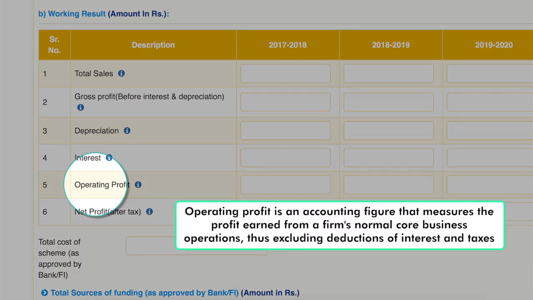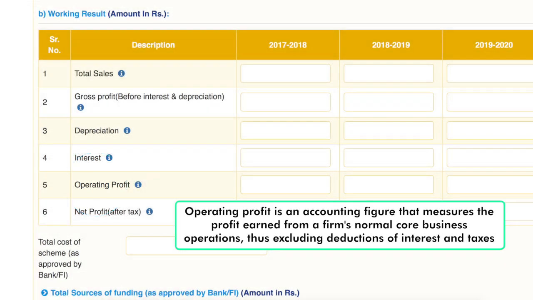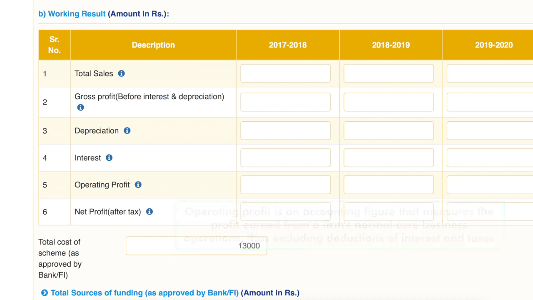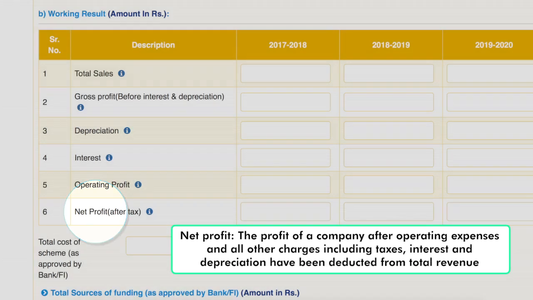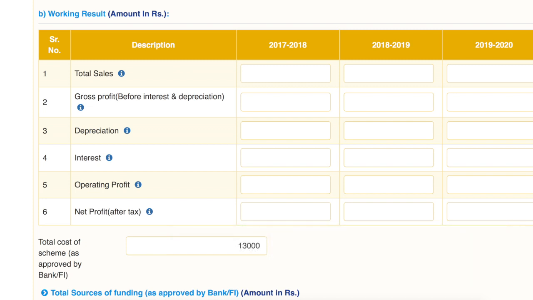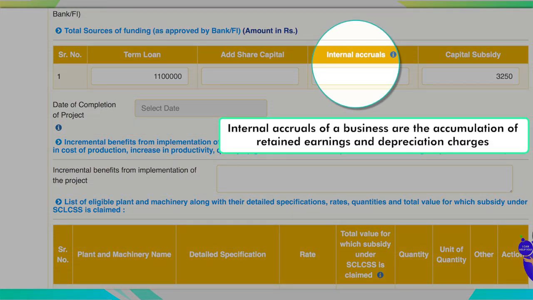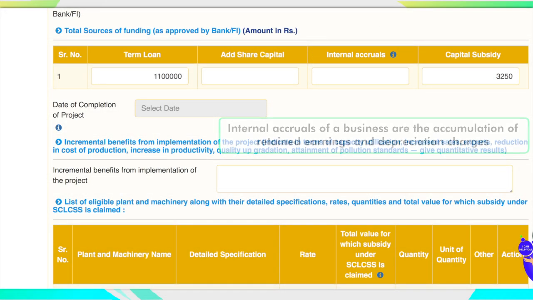Operating profit is an accounting figure that measures the profit earned from a firm's normal core business operations, thus excluding deductions of interest and taxes. Net profit: the profit of a company after operating expenses and all other charges, including taxes, interest, and depreciation, have been deducted from total revenue, also called net earnings or net income. The internal accruals of a business are the accumulation of retained earnings and depreciation charges.